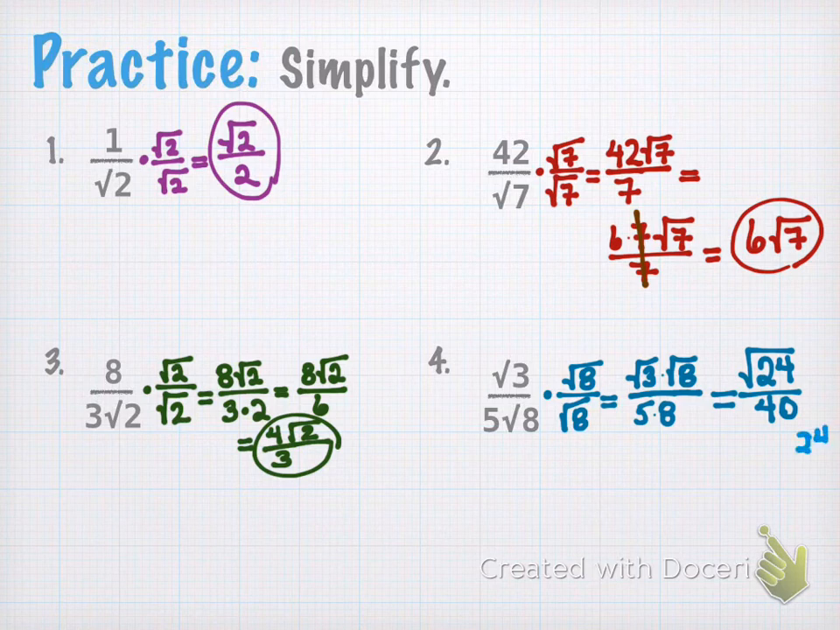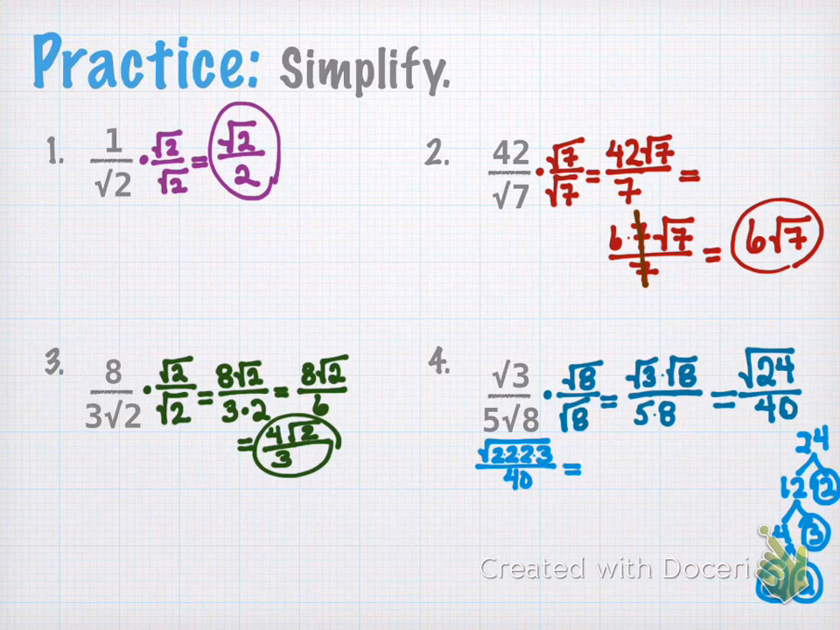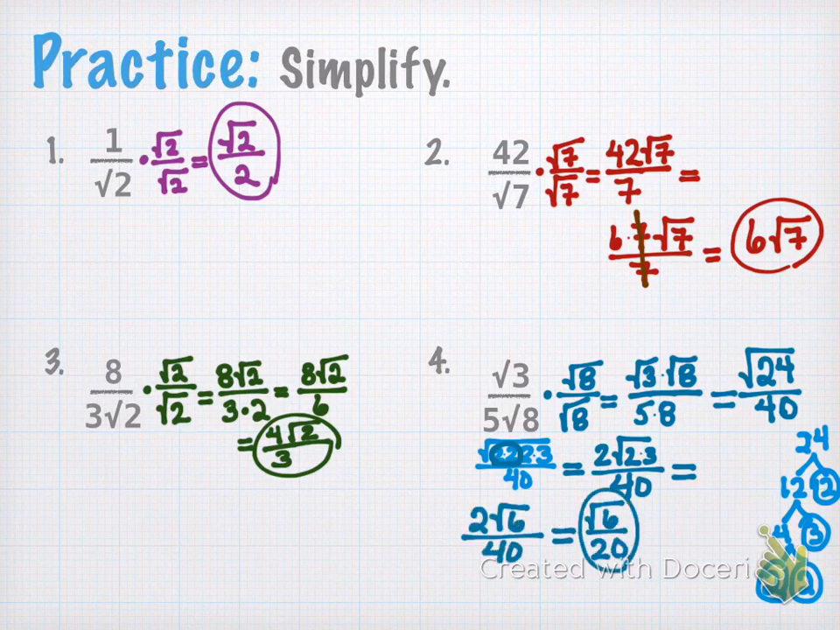I think so. I've tried my primes: 2 times 2 times 2 times 3. That's 24. Circle my pairs, and when I circle my pairs, I can pull out a 2. So now I have 2 times the square root of 2 times 3, which is 6. Then I can reduce the 2 over the 40 to 1 over 20. So the final answer is the square root of 6 over 20.